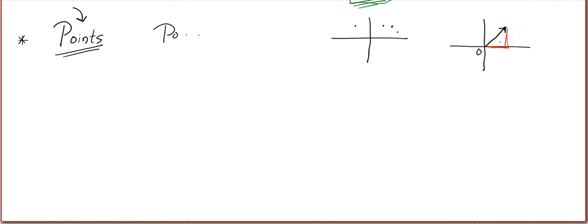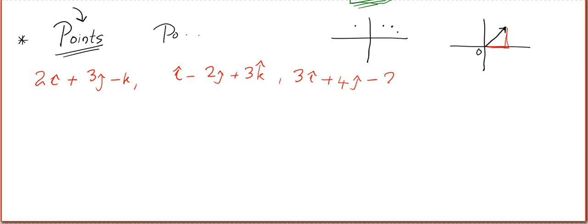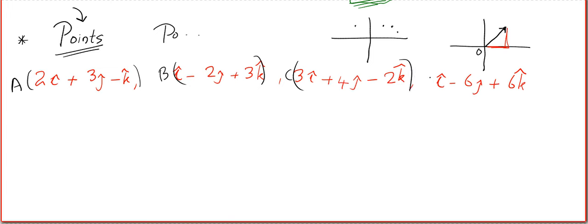Okay, so the points are 2i plus 3j minus k, i minus 2j plus 3k, 3i plus 4j minus 2k, i minus 6j plus 6k. Now look at this, one of the most important things, because I have seen many students making mistakes with this. Whenever they give you points, what we do is convert them into vectors. So the first thing to do is you call the points A, B, C and D.